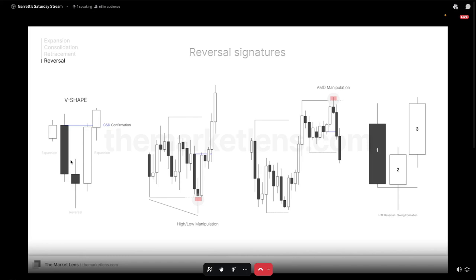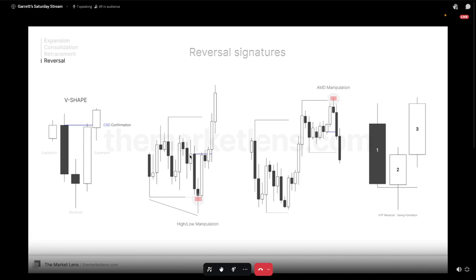Or like a BPR, balanced price range, where you have a fair value gap on both sides. This is something you really want to see on the lower time frame. It can be on any time frame really. Something you really want to see, and then you confirm it with the CSD, obviously, and we want to pair it with an SMT.